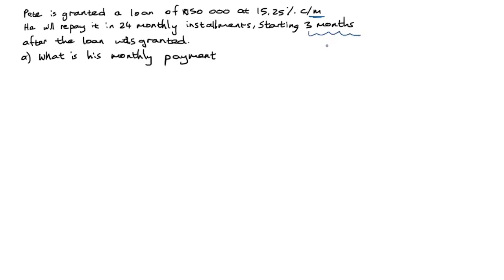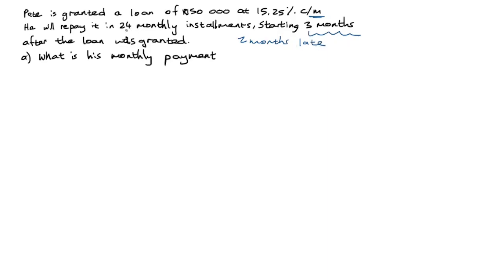So a couple of things here. If someone starts paying back the loan 1 month after it's granted, or at the end of the month, then that is completely normal. You normally start paying back a loan at the end of the month when you get your salary. And so to start paying 3 months after the loan was granted, he's only 2 months late. Okay, so that's the first key bit of information.